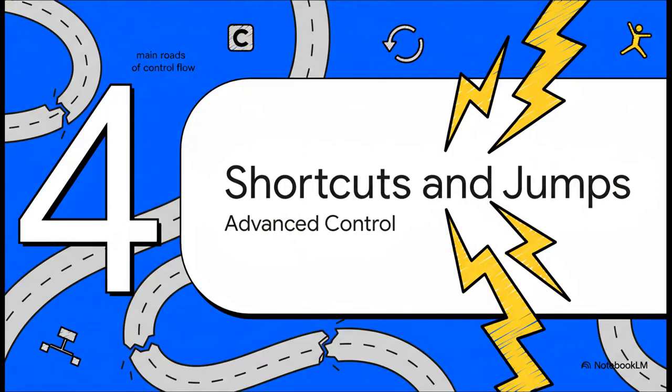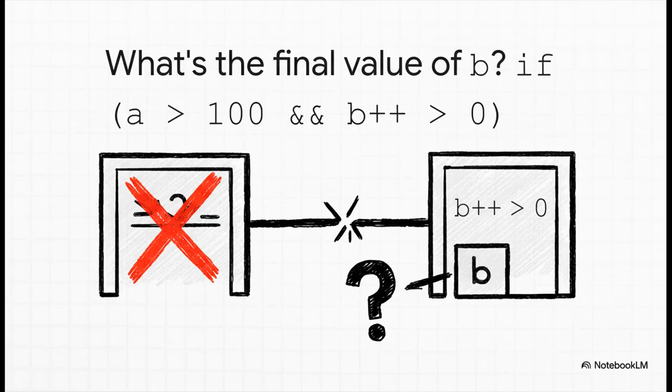So we've covered the main roads of control flow. Now let's talk about the shortcuts, the back alleys, the expert techniques that give you even finer control over your program's logic. All right, now for a concept that trips up so many programmers, especially in interviews: short-circuiting. Take a look at this condition. We're checking if A is greater than 100 and if B++ is greater than 0. So let's imagine A is 10 and B starts out at 5. Go on, take a guess. What will the final value of B be after this line of code runs?